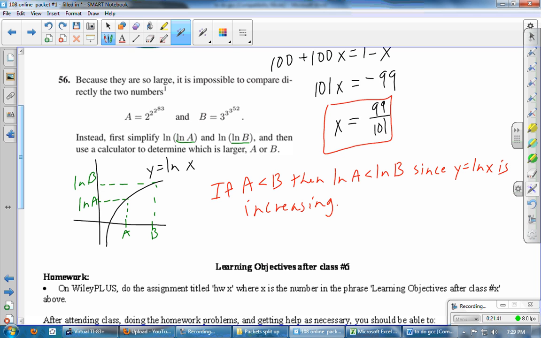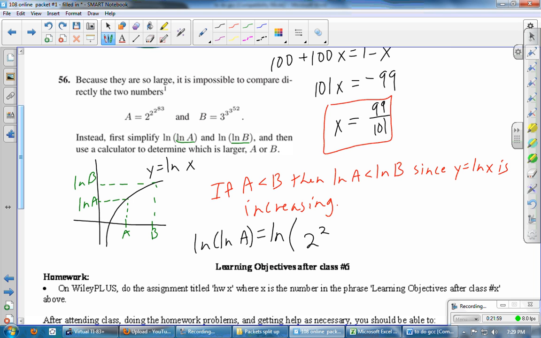And these numbers are so big, we're going to need to really shrink them down by taking ln twice, but it's the same property, just use it again. So let's go ahead and take a couple of ln's here. So ln of A. Okay, so we're going to write down A, 2 to the 2 to the 2 to the 83.